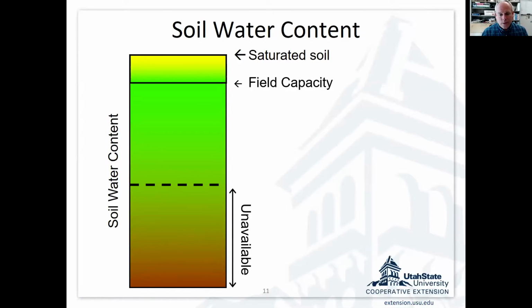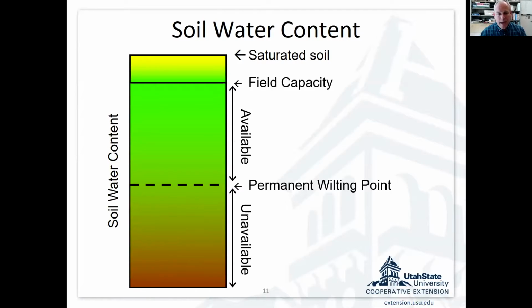But really only about half of that water below field capacity is available to the plant. The other half is considered unavailable, and it's being held so tightly by the soil that the plant really can't get a hold of it. And when it gets to that point, it's called permanent wilting point. The plant can't get the water out of the soil, it wilts and it dies. So really what you're managing is this available water. That's about half of the water between field capacity and completely bone dry.